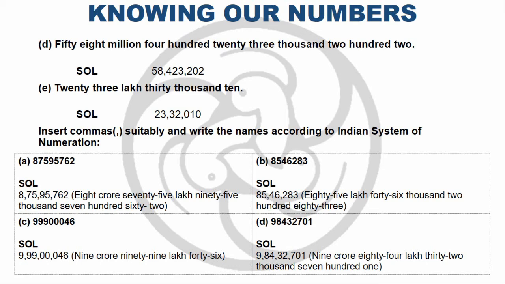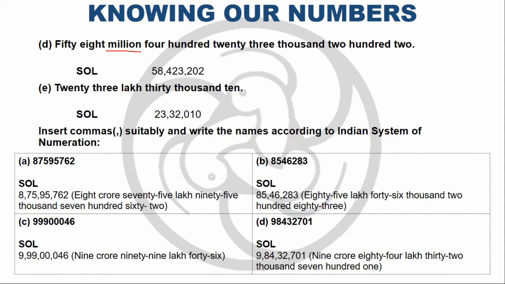58,423,202. So here, million is an international system. So how can you separate the international system? After 3 digits we have to put a comma to separate thousand. After 3 digits we have to put a comma to separate million. After 3 digits we have to put a comma to separate the billion.